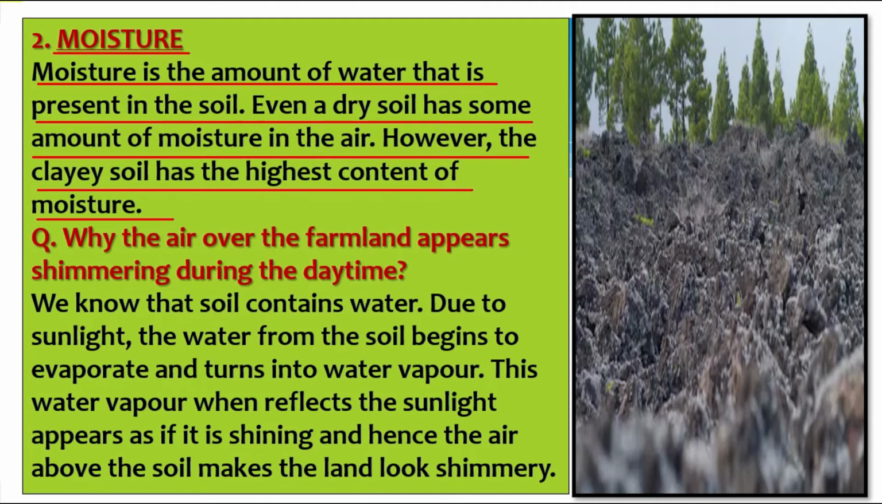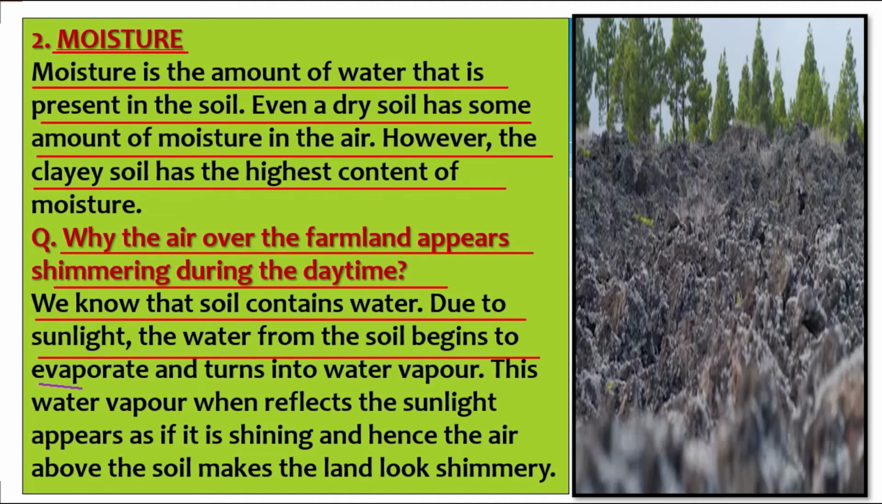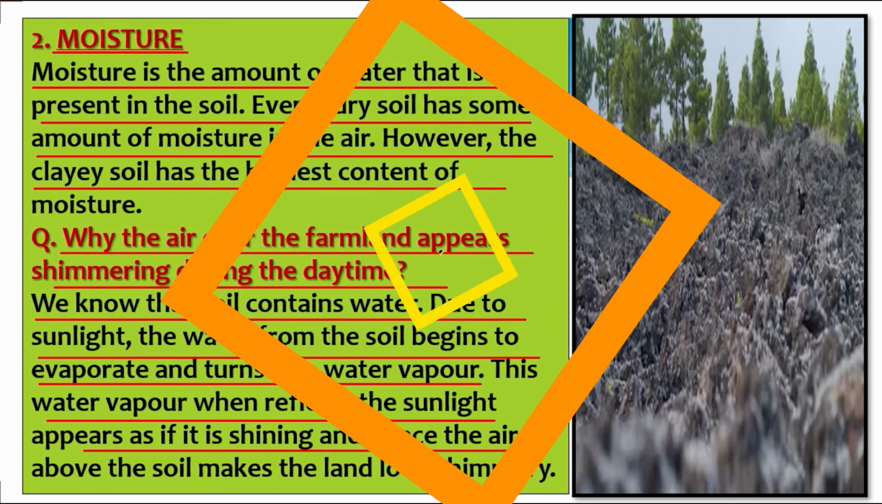Now students, here is a question: why does the air over the farmland appear shimmering during the daytime? Students, as we discussed, the soil contains water, so due to sunlight the water from the soil begins to evaporate and then it turns into water vapor. And students, when this water vapor reflects the sunlight, it appears as if it is shining, and hence the air over the farmland appears shimmering during the daytime.